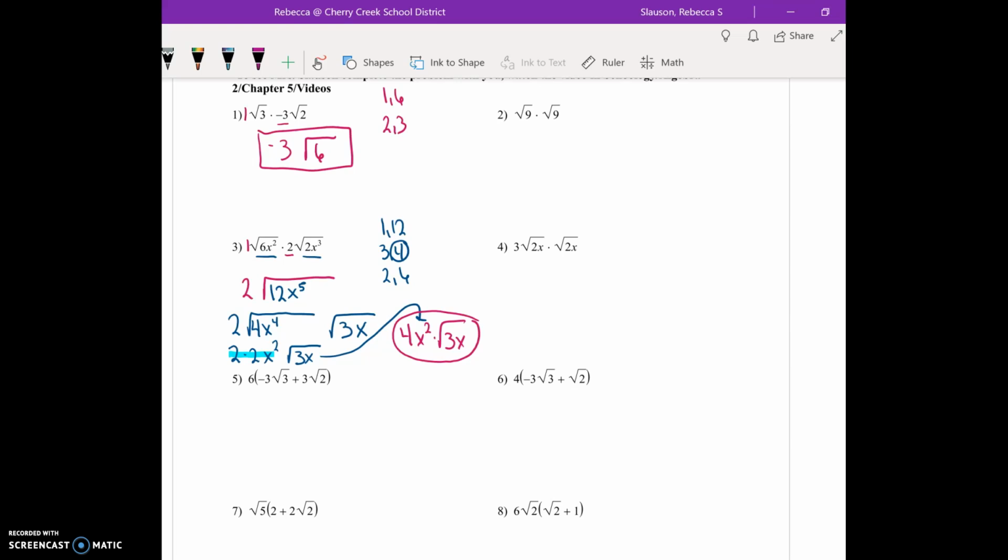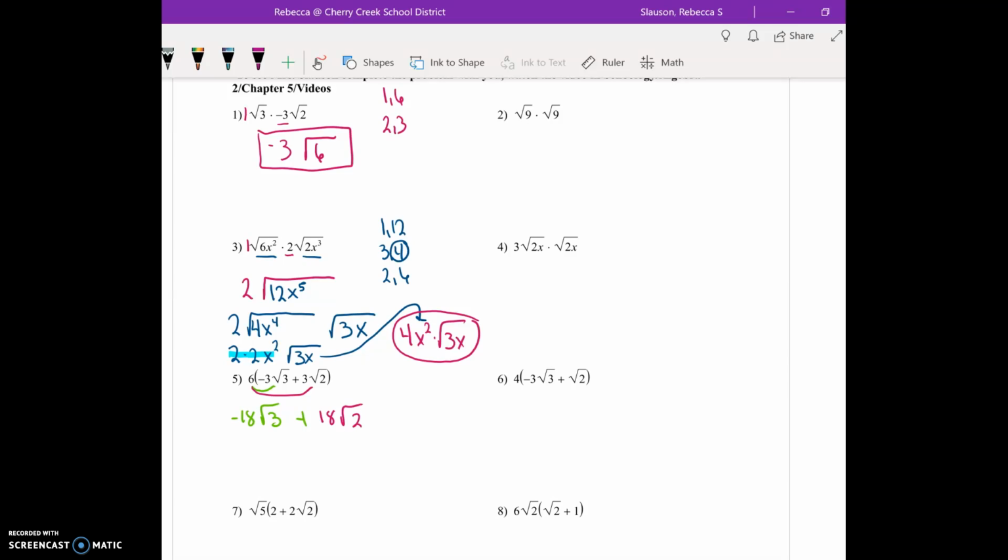Okay, so number 5, I start to see some distributing. Again, this is just neighbors meet neighbors. We know this. So first, 6 with -3 will become -18 in the square root of 3. And then when 6 distributes and meets this neighbor, I'm going to get a +18 with the square root of 2. Again, the numbers in front can multiply, and the numbers in the radical can multiply.